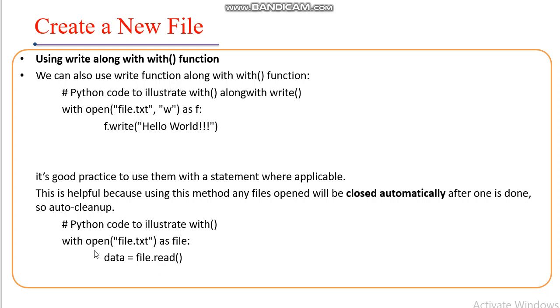So here is one more example: with open file.txt as file, we have given data equal to file.read. So we want to read the contents of this file.txt. We use the read method here.